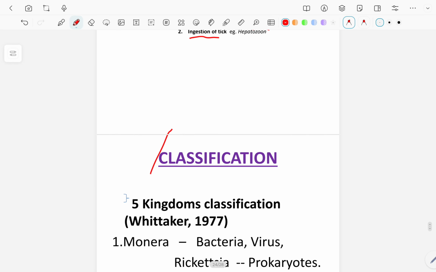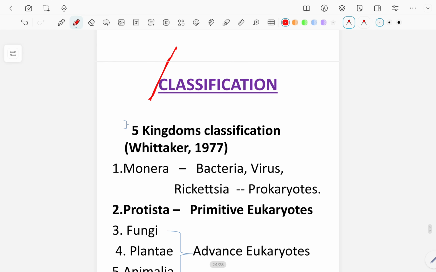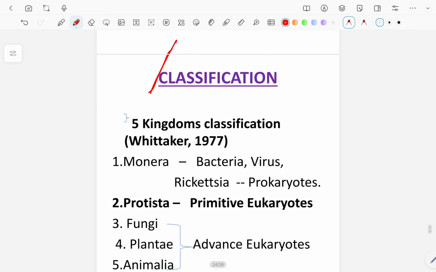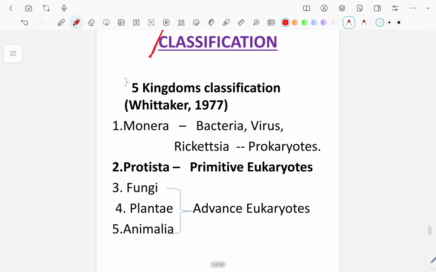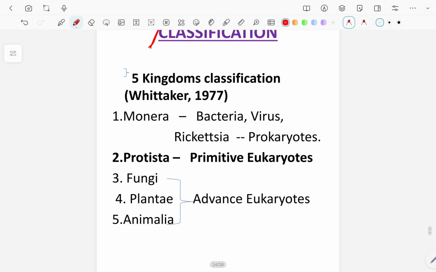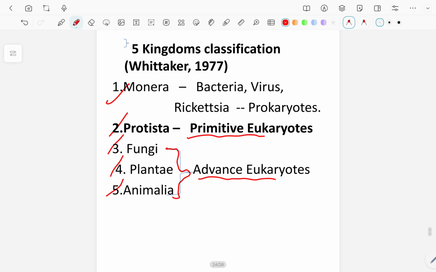Classification. Five kingdom classification, Whittaker 1977. Monera: bacteria, virus, rickettsia, prokaryotes. Protista, Fungi, Plantae, Animalia. Advanced eukaryotes. Protista: primitive eukaryotes.